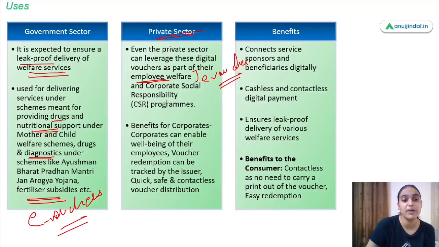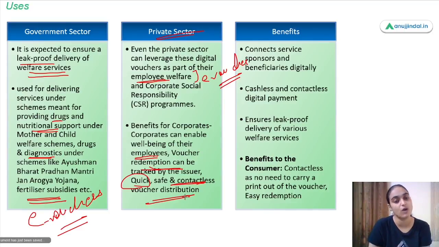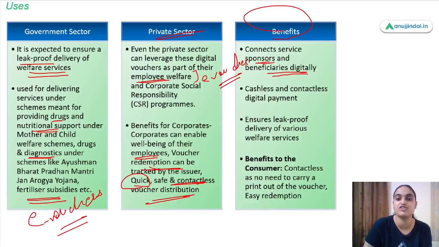So what will be the benefits to the corporate? They can ensure the well-being of employees. They can do their CSR activities, which will contribute to their reputation and their growth. The voucher redemption can be tracked by the issuer. It will be really very quick, safe and contactless voucher distribution. Then what other benefits will it offer? It will connect the service sponsors and beneficiaries digitally.